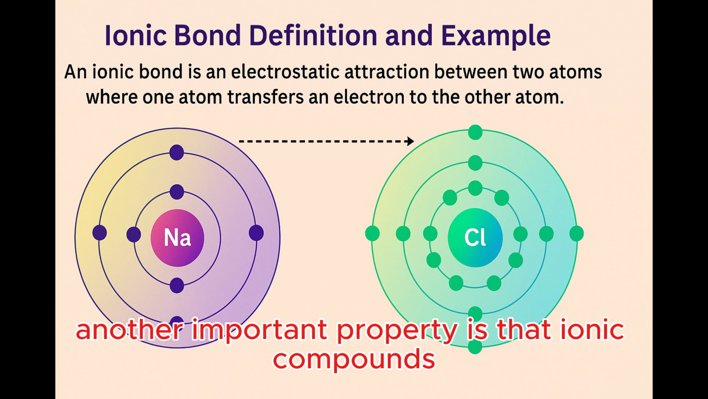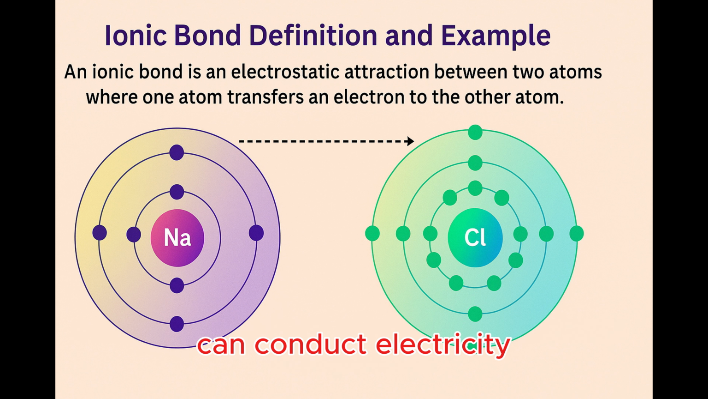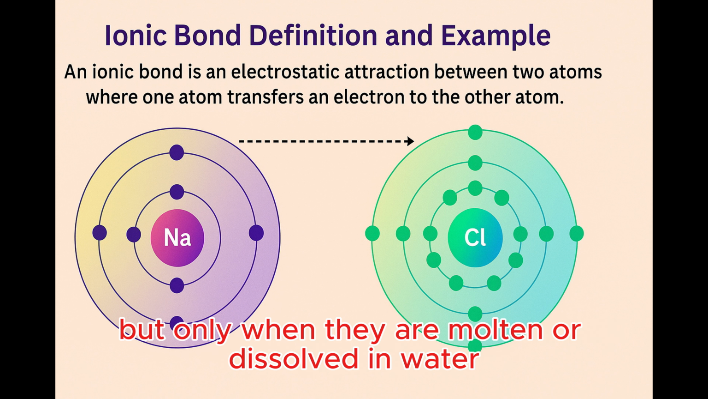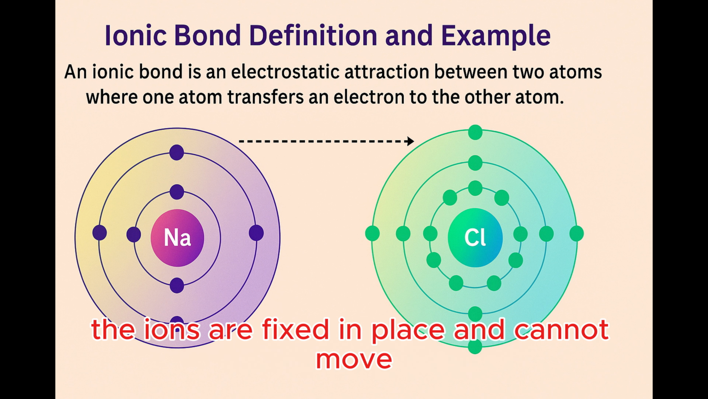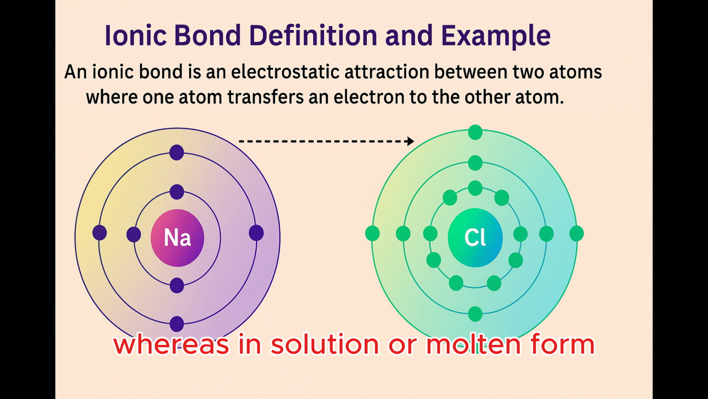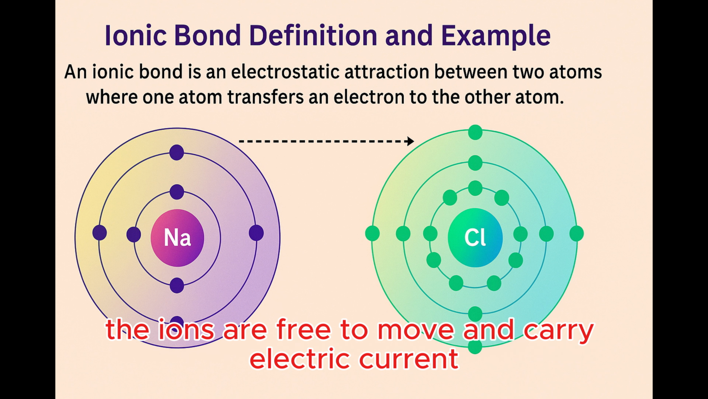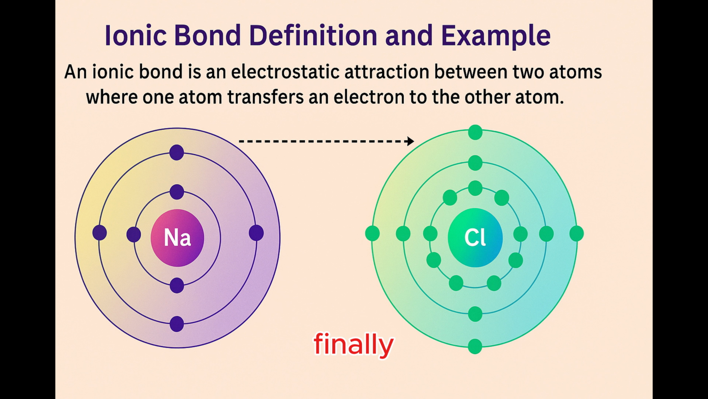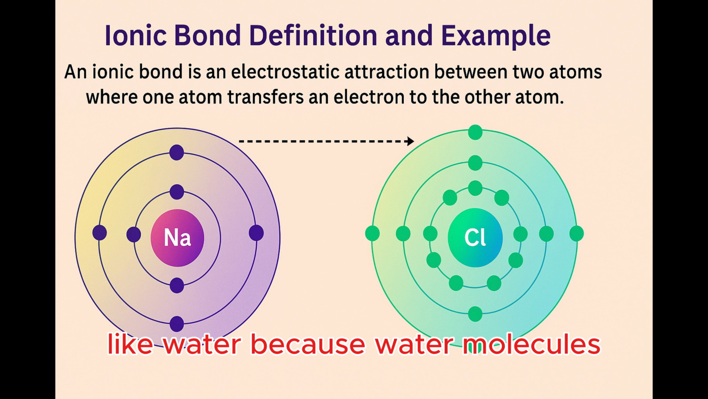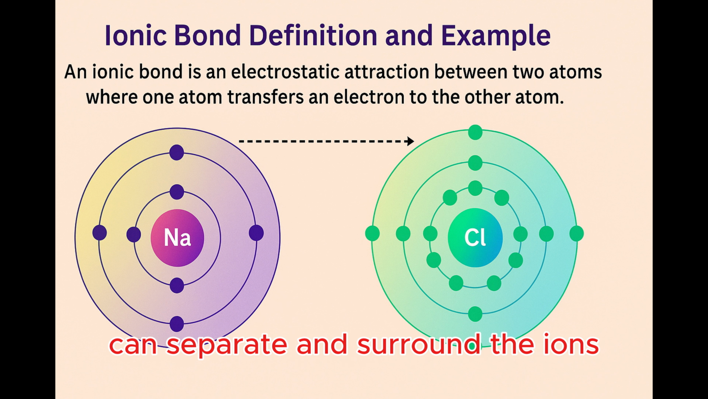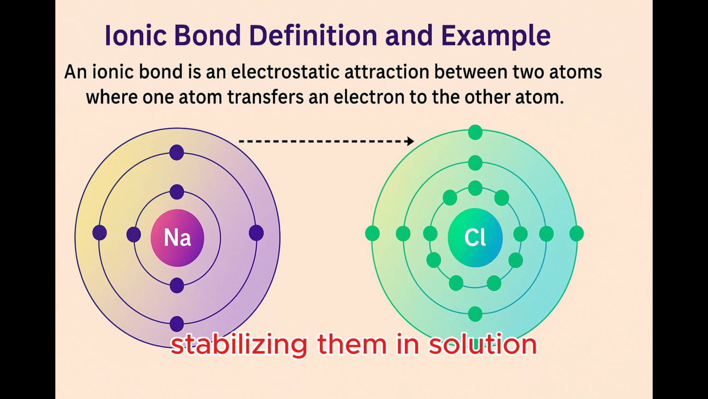Another important property is that ionic compounds can conduct electricity, but only when they are molten or dissolved in water, because in the solid state the ions are fixed in place and cannot move, whereas in solution or molten form, the ions are free to move and carry electric current. Finally, ionic compounds are usually soluble in polar solvents, like water, because water molecules can separate and surround the ions, stabilizing them in solution.